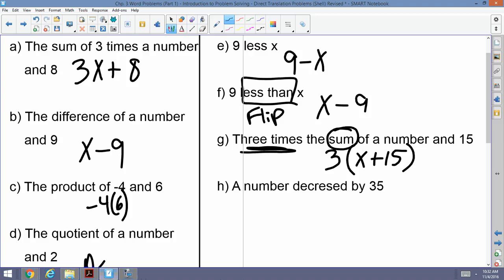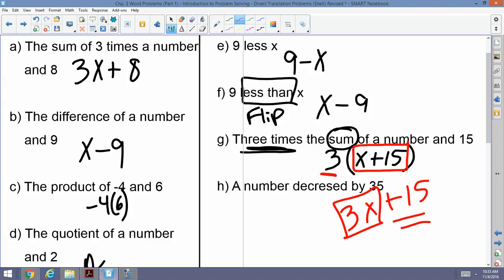Does that make sense? This is the number one mistake. People will say, oh, 3 times the sum of, oh, so it's 3x plus 15. Oh, man, and it breaks my heart when they do that because I know they had good intentions. But what is this technically really saying? 3 times x plus 15. But what is this one saying? 3 times the sum of x plus 15. Does that make sense, guys?